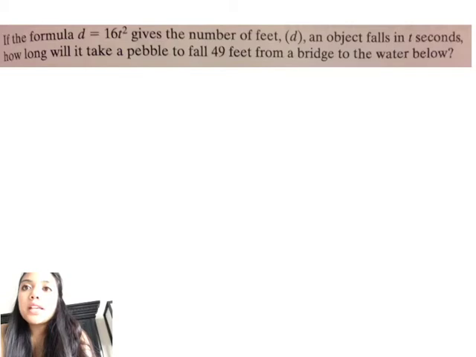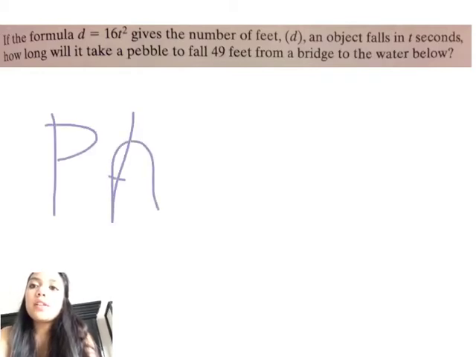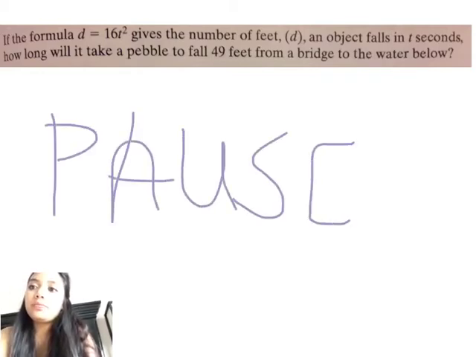So, the formula d equals 16t squared gives the number of feet d an object falls in t seconds. How long will it take a pebble to fall 49 feet from a bridge to the water below? I want you to pause this video and write an equation out.